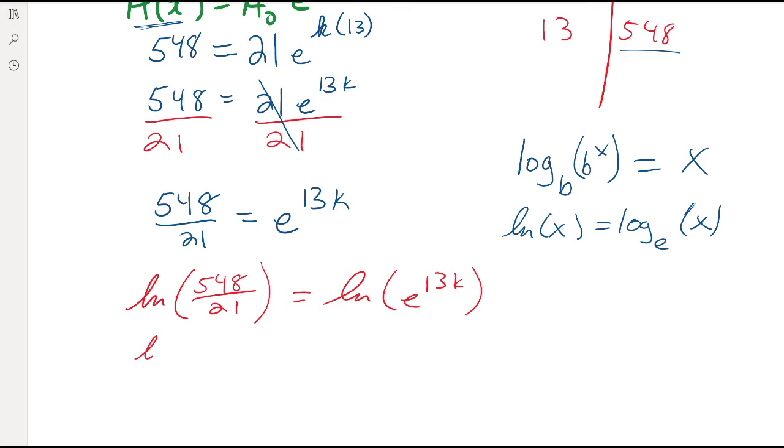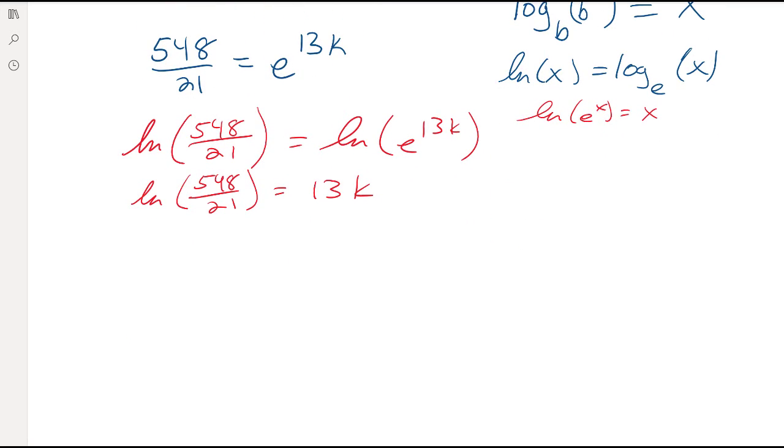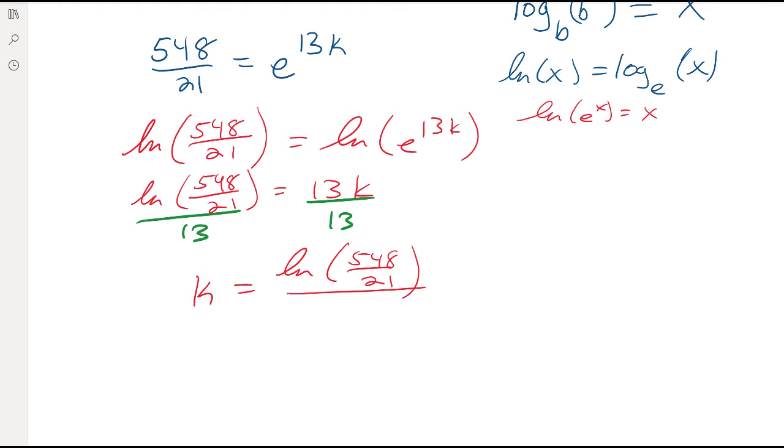My left side, let's just keep it in exact form for right now: natural log of 548 over 21 equals, and we're going to apply the property of logs. Remember, the natural log of e to the x is going to be just that exponent x because the bases are the same. So our right side is going to reduce to just 13k. Which means to solve for k, we now divide both sides by 13, and that will give us our exponential growth rate. So k is equal to the natural log of 548 over 21, whatever that is, divided by 13.